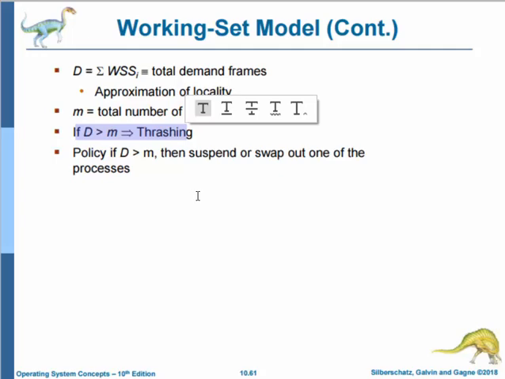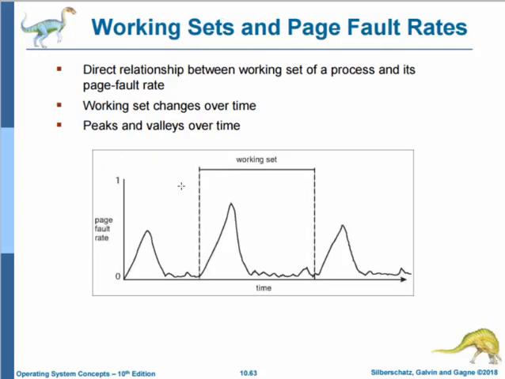Once the delta has been selected, the use of the working set model is simple. The operating system monitors the working set of each process and allocates to that working set enough frames to provide it with its working set size. From this figure, we can see that there is a direct relationship between the working set of a process and its page fault rate, wherein the working set of a process changes over time, as the references to data and code sections move from one locality to another. Assuming there is sufficient memory to store the working set of a process, the process is not thrashing.